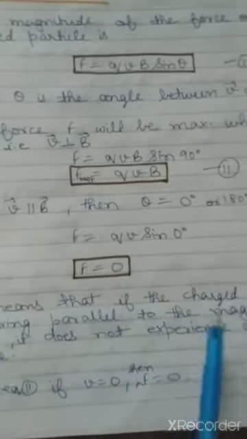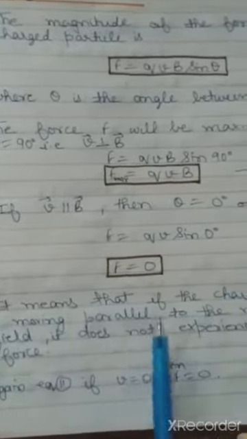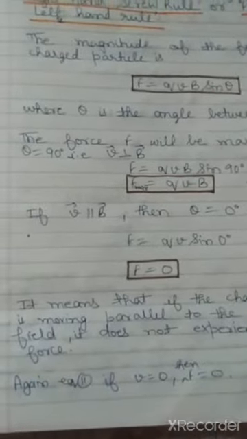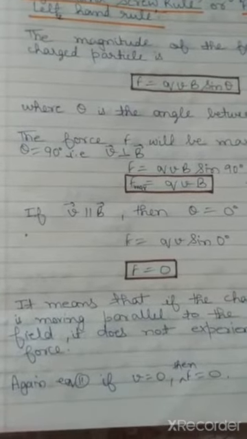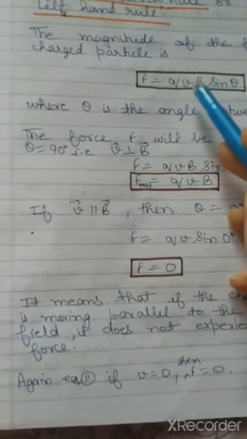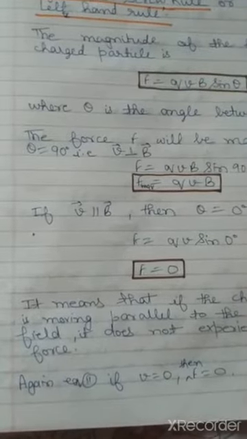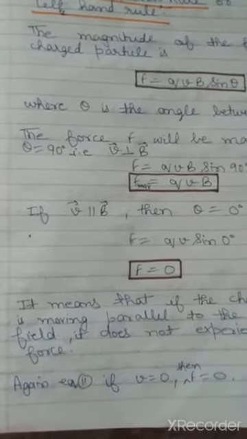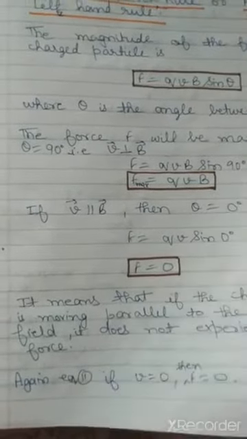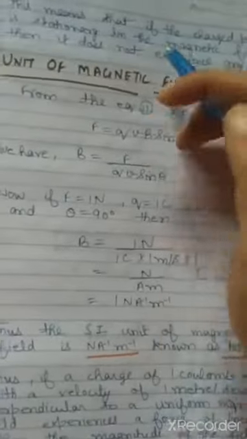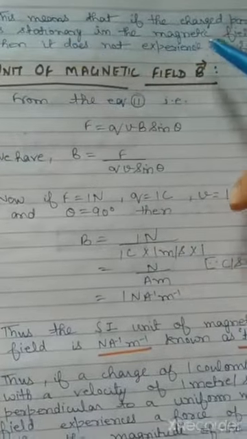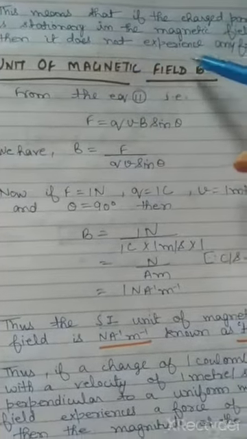So if the charged particle is moving parallel to the magnetic field, it does not experience any force, or in the anti-parallel direction also it will not experience any force. Also in this formula, if V becomes 0, that is, the velocity of the particle becomes 0, in that case also the F value will be 0. The charge is not moving, it is stationary, so F will become 0. This means that if the charged particle is stationary in the magnetic field, then it does not experience any force.